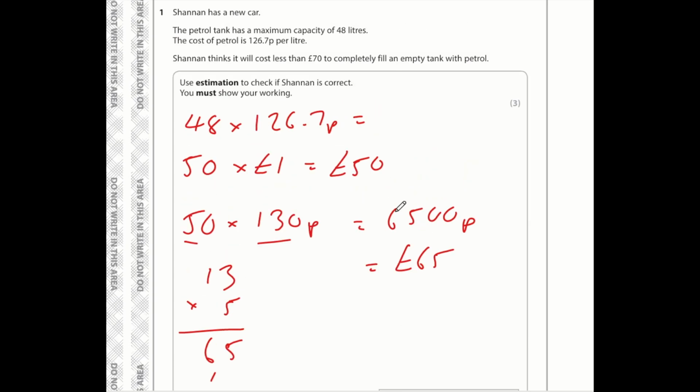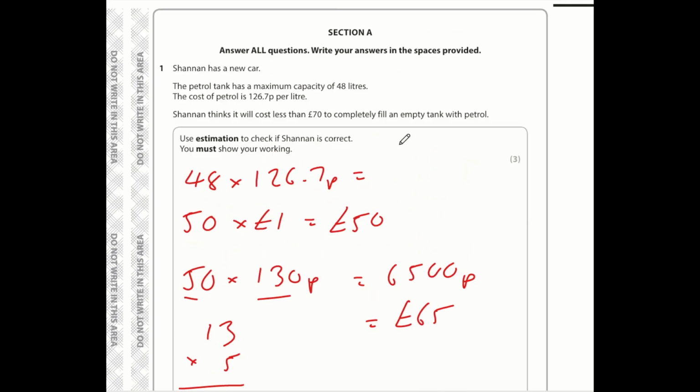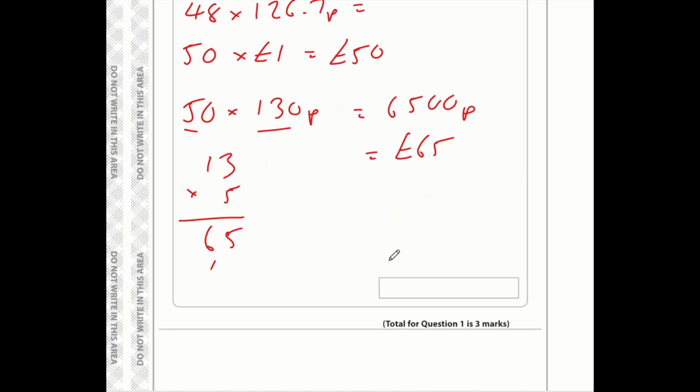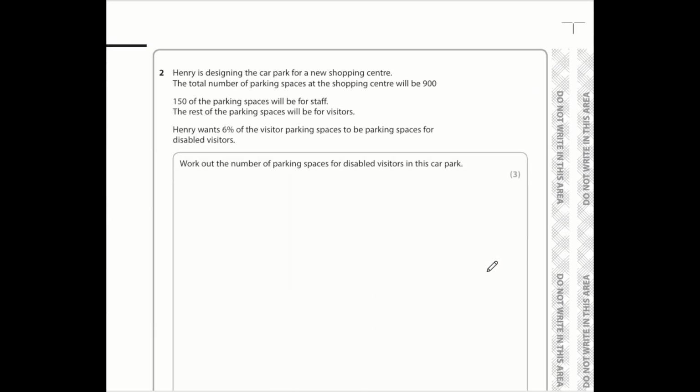What was the actual question? You use estimation to check if Shannon is correct. So you can say yes, Shannon is correct. And maybe just put in brackets, just to clarify, it was £65, which we all know is less than 70.